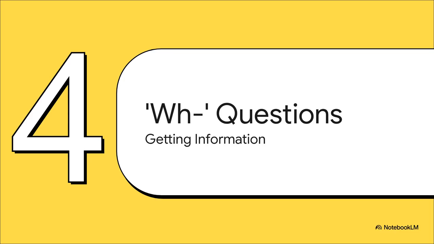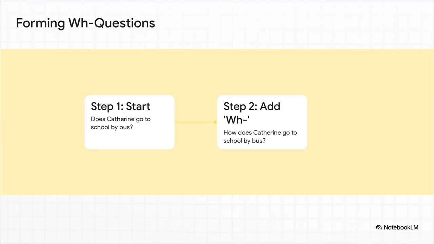And now for our final transformation. WH questions. Because, let's be real, a simple yes or no isn't always enough. Sometimes we need more information. Now this is the best part, because if you can make a yes-no question, you can absolutely make a WH question. You literally just start with the question we just built. Does Catherine go to school by bus? Then you pick the question word you need, like who, what, where, when, why, or how, and put it at the very beginning. To ask about the method, we add how, and that's it. The rest of the sentence doesn't change one bit.